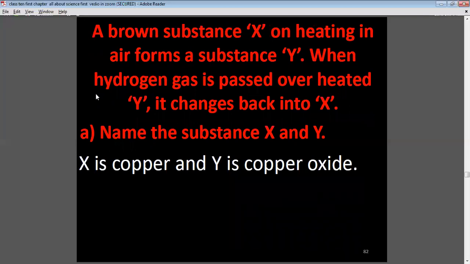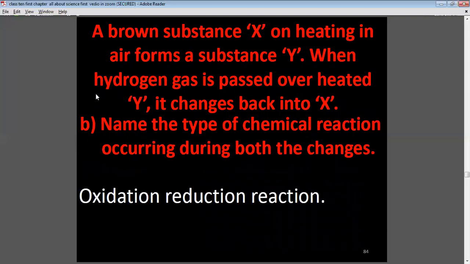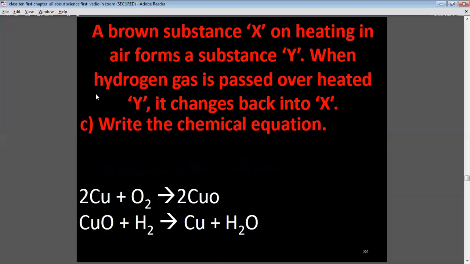A brown substance X on heating in air forms a substance Y. Hydrogen gas is passed over heated Y. It changes back to X. Name the X and Y substances. X is copper and Y is copper oxide. And second question, name the type of chemical reaction occurring during both the changes. Oxidation and reduction reaction. And third question, write the chemical equation.